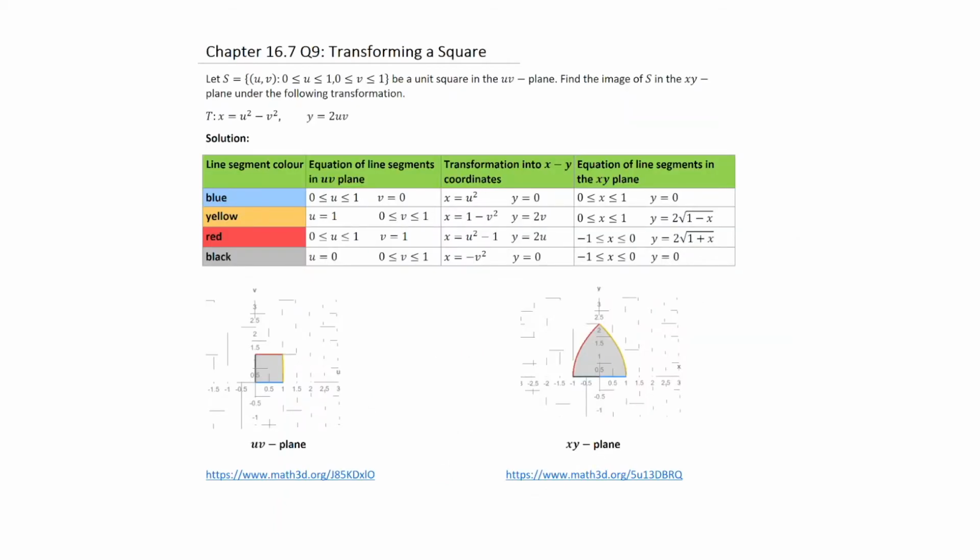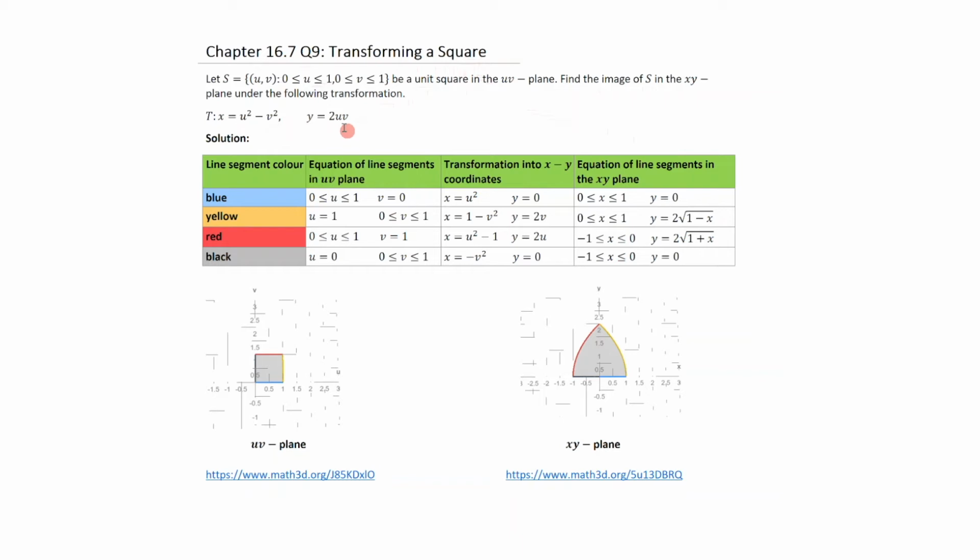All right, so let's take an example. We're going to transform a square which is in the UV plane, and the square has dimensions 0 to 1 in U and 0 to 1 in V, so it's a unit square. And we want to find the image of S in the XY plane under the following transformation. We let x equals u squared minus v squared and y equals 2uv.